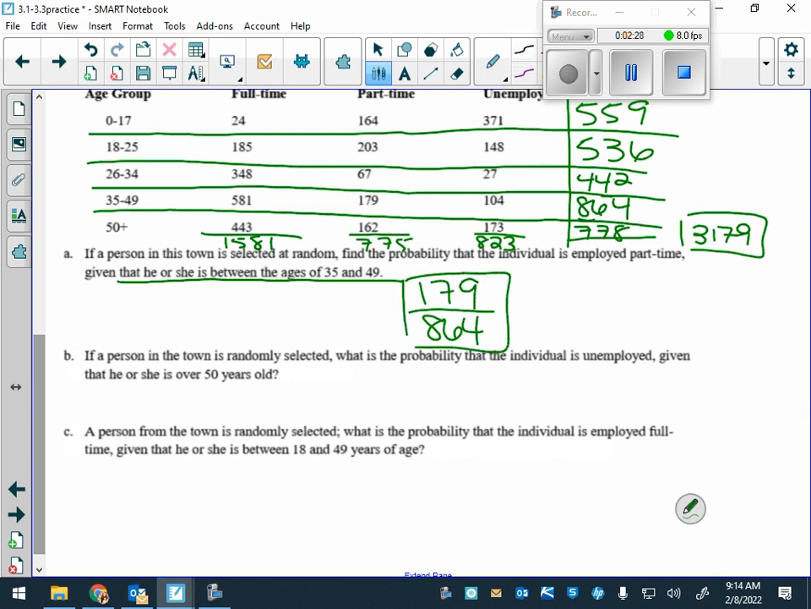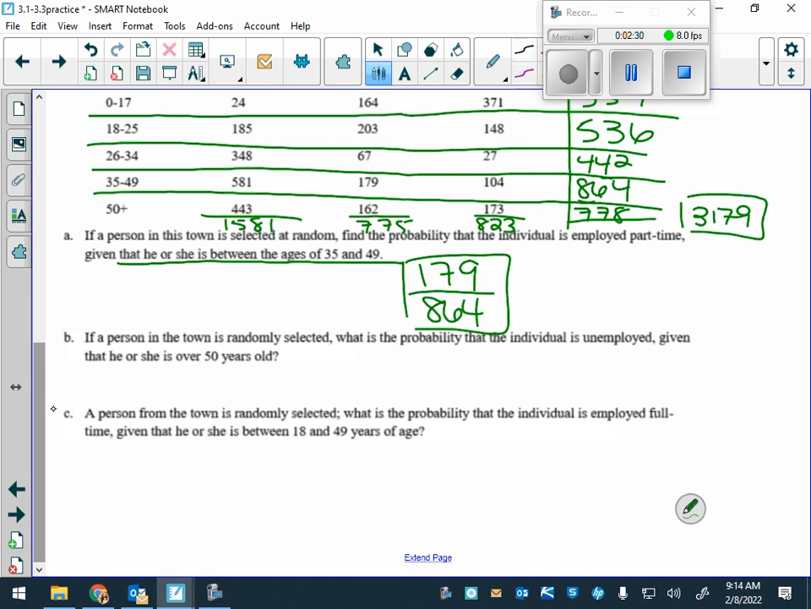Excellent. Then for B, if a person in the town is randomly selected, what is the probability that the individual is unemployed, given that he or she is over 50? Excellent. 173, 778. Okay. Over 50, the total was 778. Out of that total, how many of them were unemployed is 173. Okay. Now we look at C.